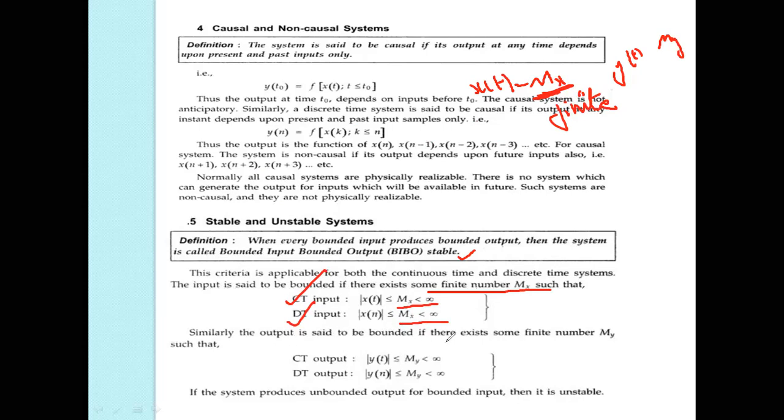Similarly, the output is said to be bounded if there exists some finite number My. The magnitude of y of t is less than My, which is less than infinity in the continuous case, and likewise for y of n in the discrete time system. If the system produces bounded output for every bounded input, then you can call it a stable system. If the system produces unbounded output for a bounded input, then that system is an unstable system.